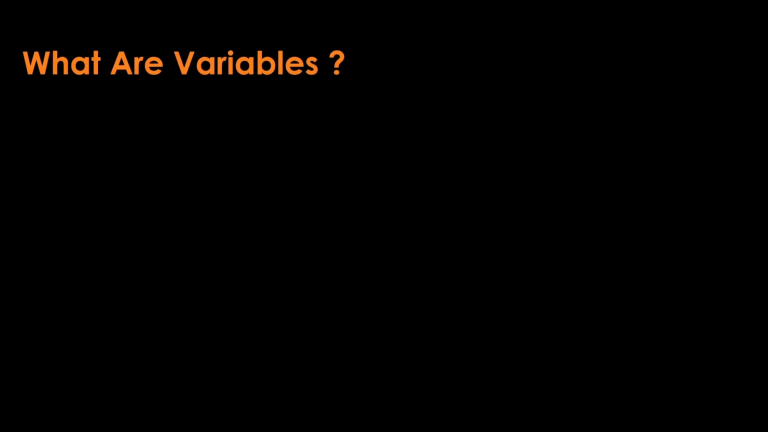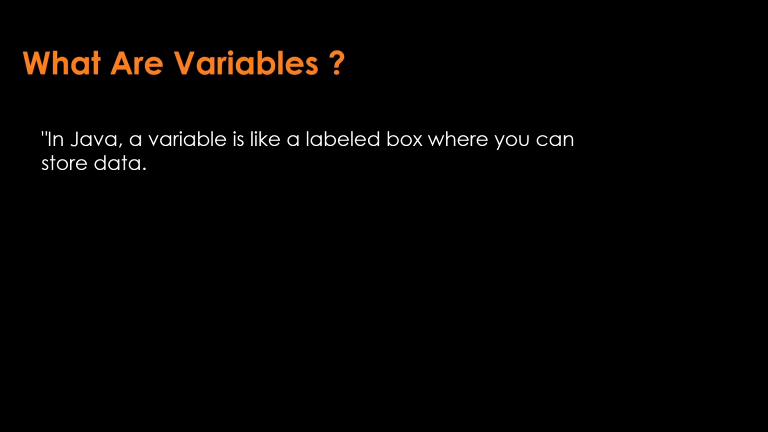Let's understand what are variables in Java. In Java, a variable is like a labeled box or a placeholder where you can store data. So let's understand the syntax. In Java, how we declare our variables. So it basically goes like this. The data type, variable name, and the value.